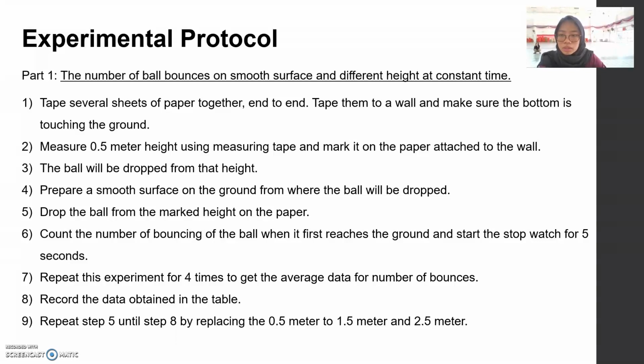Drop the ball and we count the number of bounces when it first reaches the ground, and start the stopwatch for 5 seconds. Repeat this experiment 4 times to get the average data for the number of bounces. Record the data obtained in the table and repeat step 5 until step 8 by replacing the height. We use 0.5 meter, 1.5 meter and 2.5 meter height.